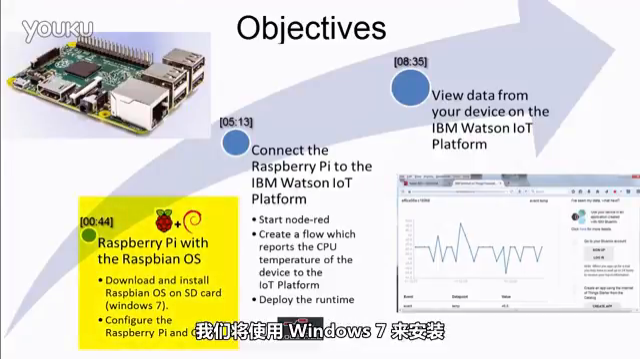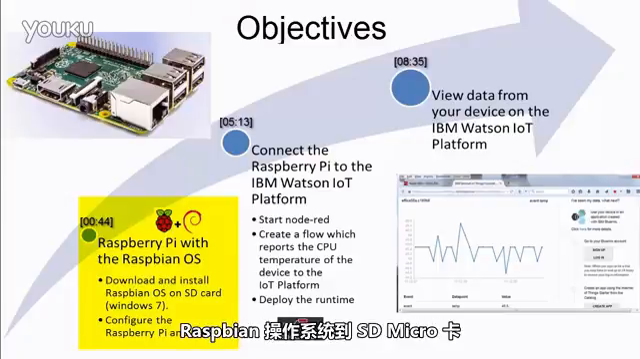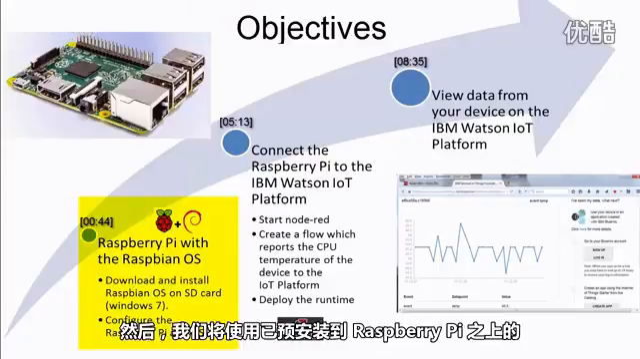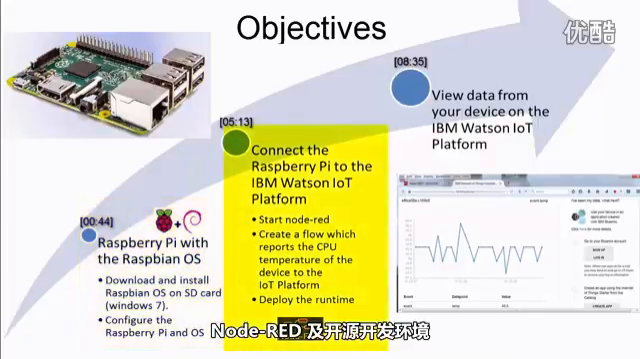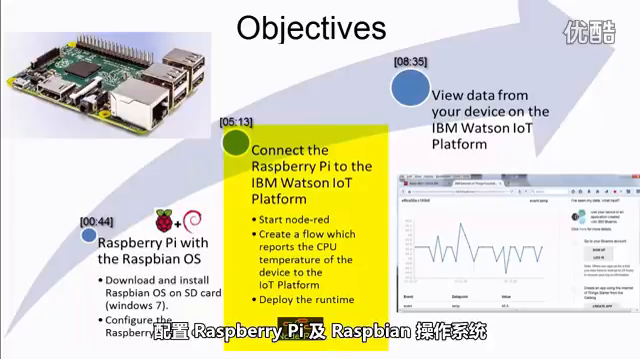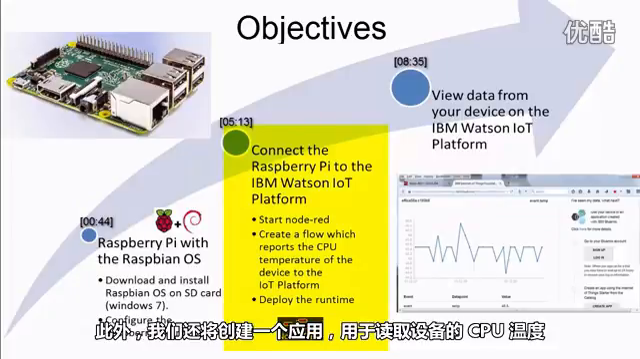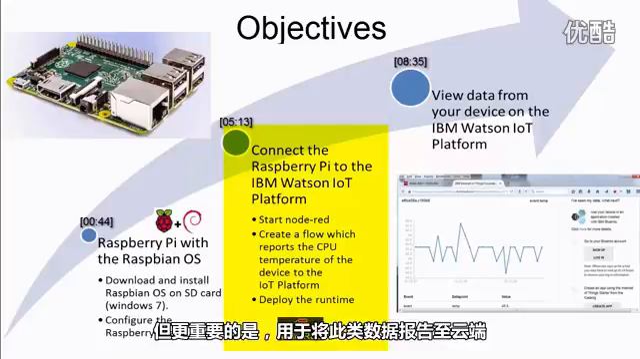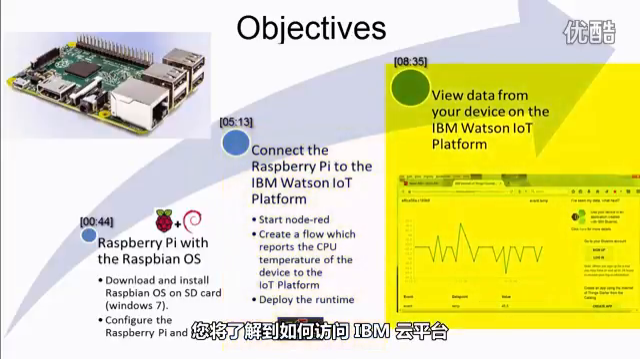In this video, you will use Windows 7 to install the Raspbian OS on an SD micro card. You will then configure the Raspberry Pi with the Raspbian OS. Using Node-RED, an open-source development environment which is pre-installed on your Raspberry Pi, you will create an application which reads the CPU temperature of your device, but more importantly, reports this data on the IBM Cloud. You will see how to access the IBM Cloud platform and visualize the data you are sending.